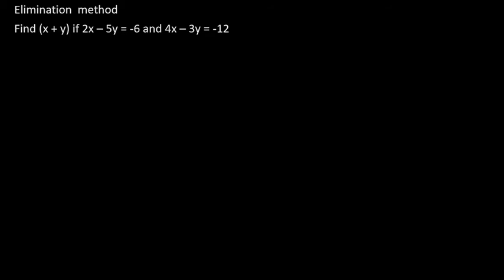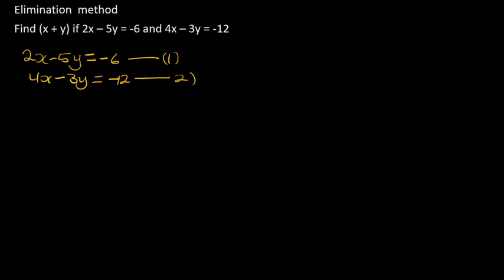So this leads us to the equation. So let's write our equation. 2x minus 5y equals minus 6. Let's call it our equation 1. And our equation 2 is going to be 4x minus 3y equals minus 12. So this is our equation 2. Alright, then we are trying to use the elimination method, so that is a little bit more complex than the one we just did.